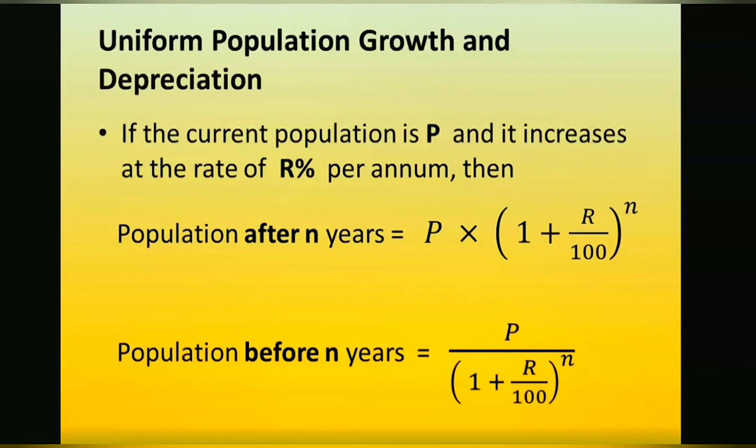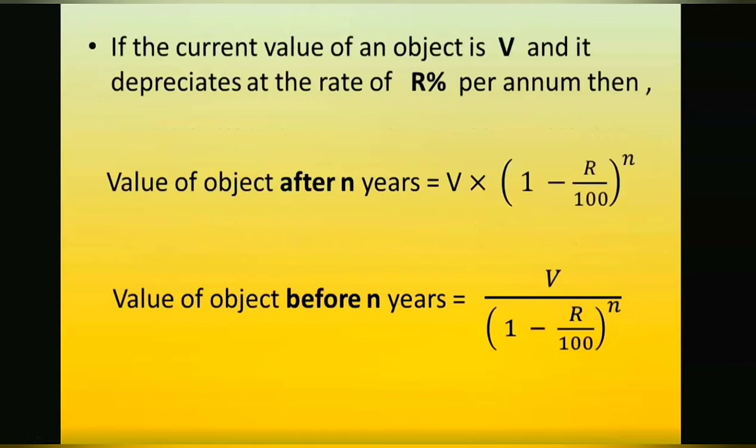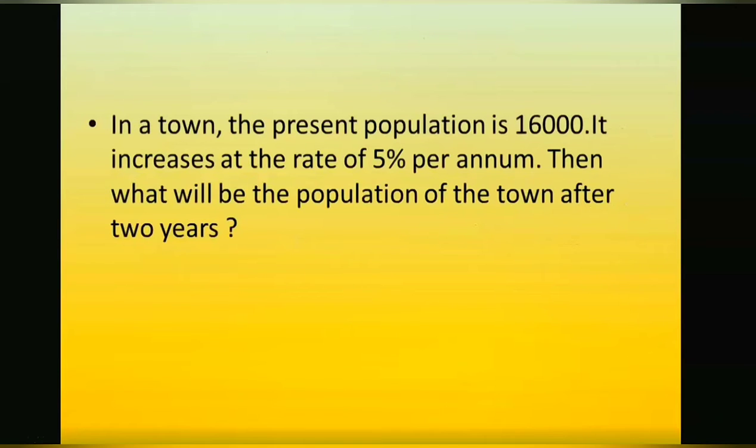Also note that R% in terms of fraction is written as R divided by 100, and that is the same thing which is used in the formula for population after n years and before n years. Let us now see one example based on this.